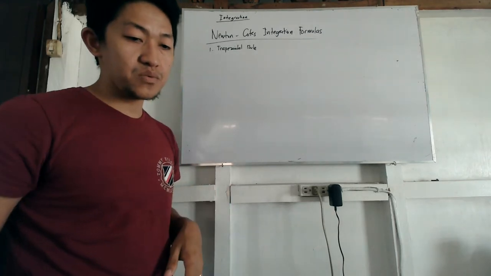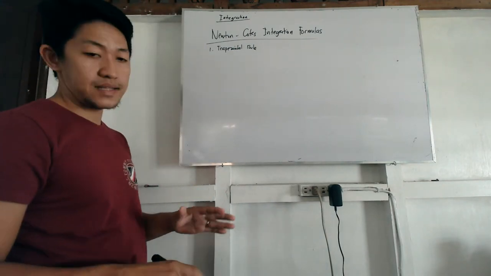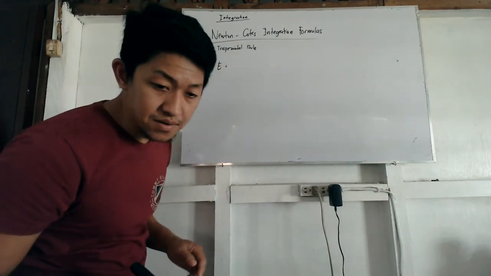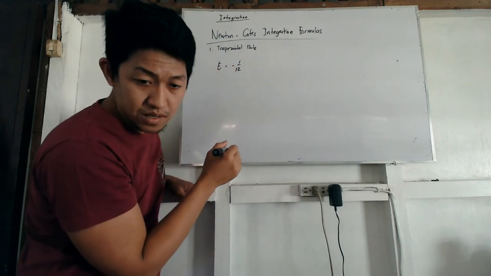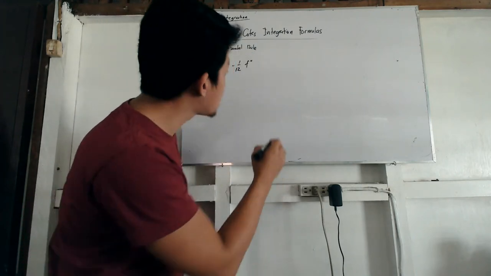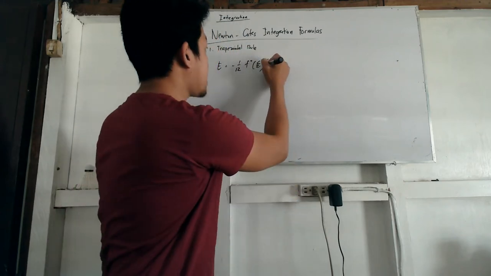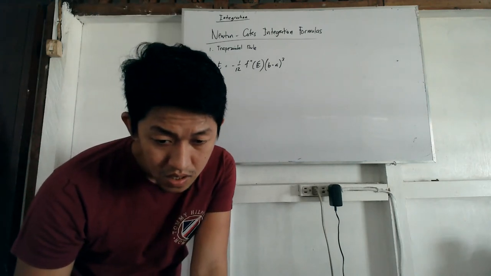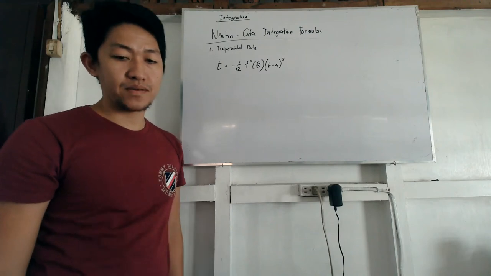And before we proceed with the example, the error for this trapezoidal rule, pwede nato i-derive, pero ang error niya is nasa book ang derivation: 1 over 12 f double prime of xi times b minus a cubed. Okay? Mao na siya ang error.